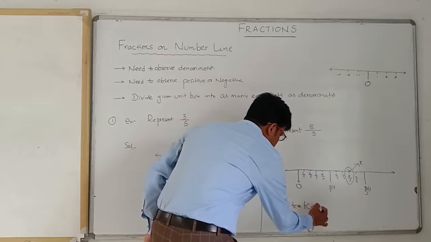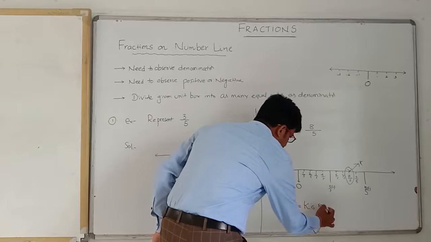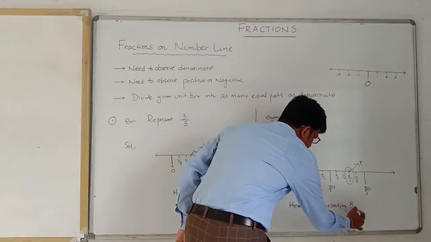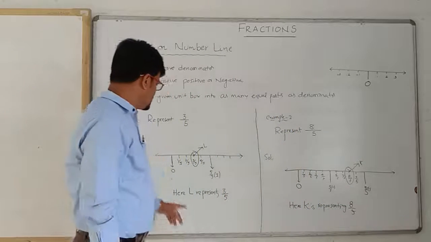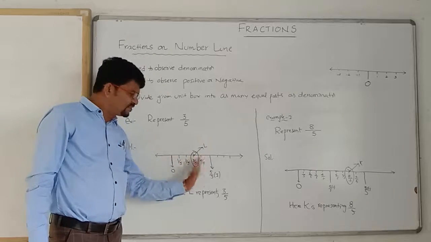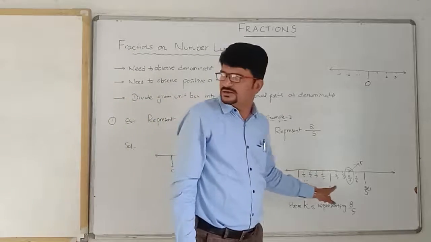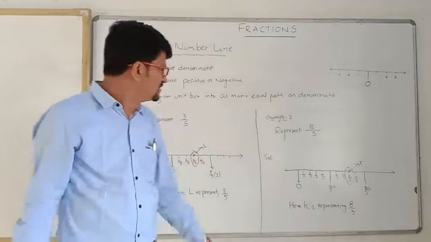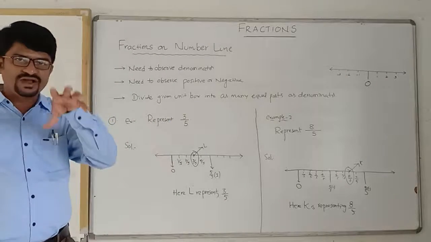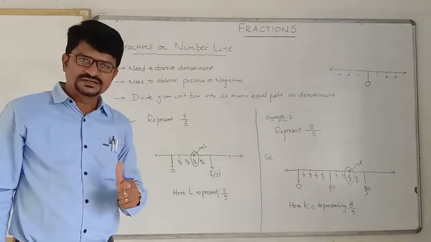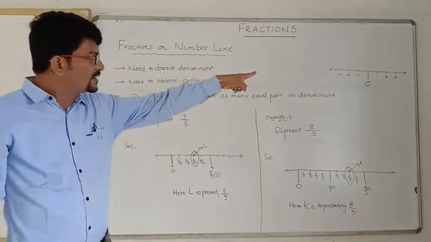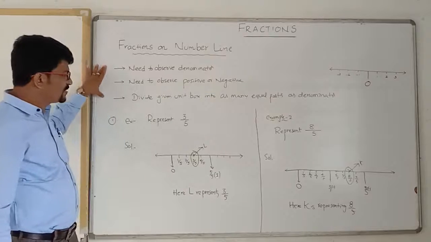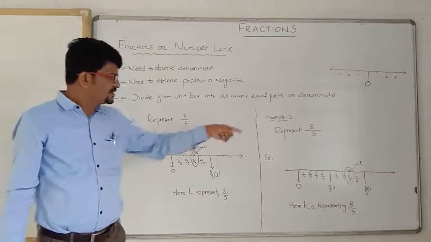Here K is representing 8 by 5. See, here we got it before 1 only; here we got it after 1. I'll tell you the difference between both the fractions. This is the way of representing fractions on the number line. Clear, children? Now all of you draw that number line in your rough space, write these 3 points, and later write example 1 and example 2.